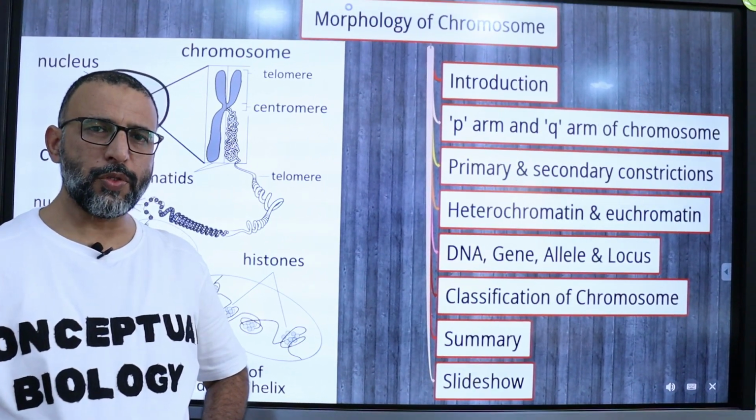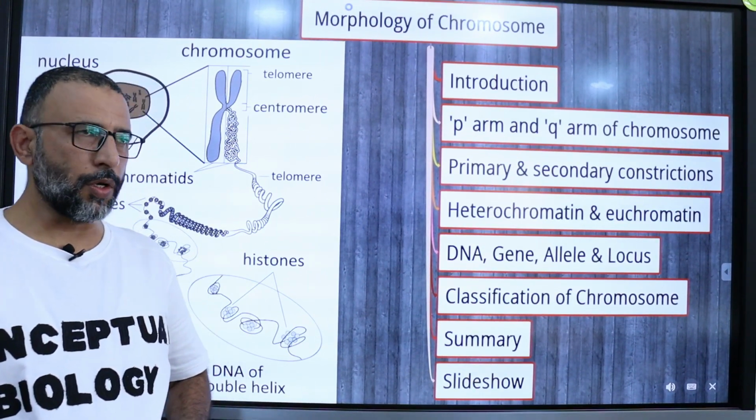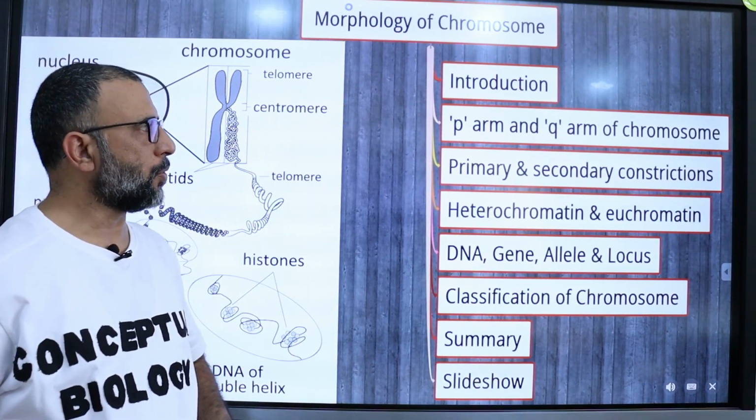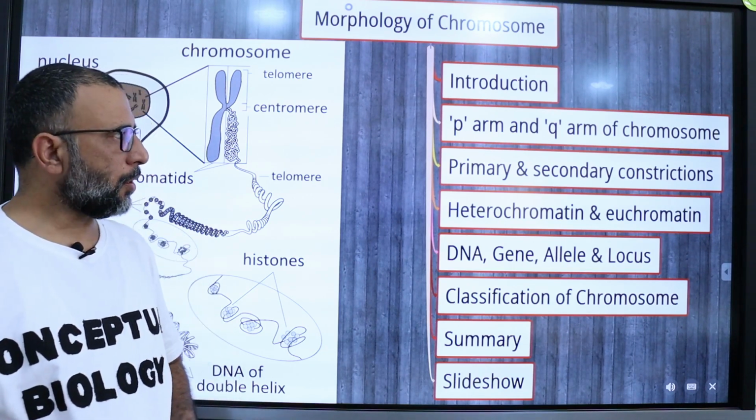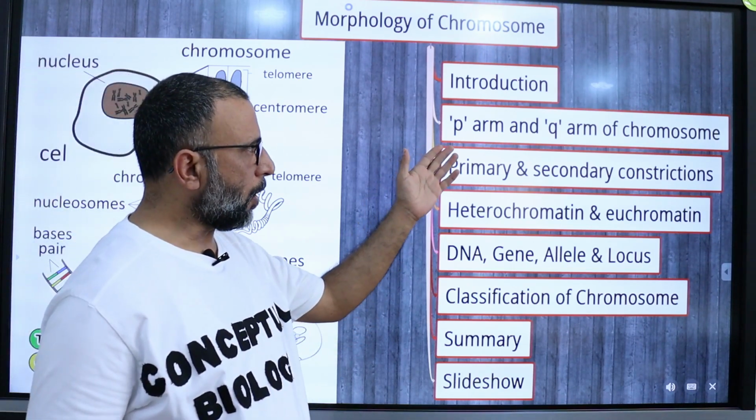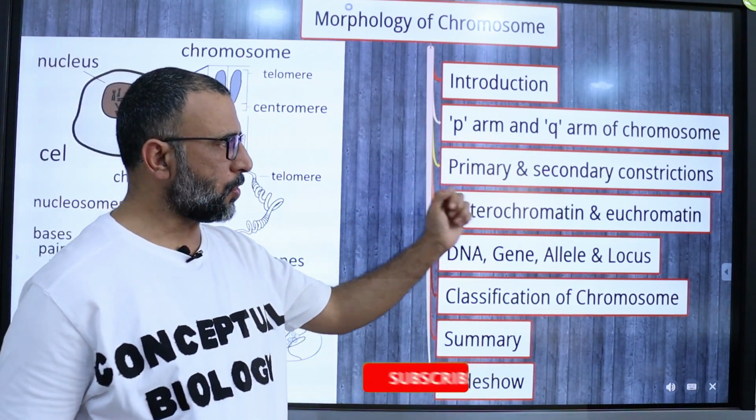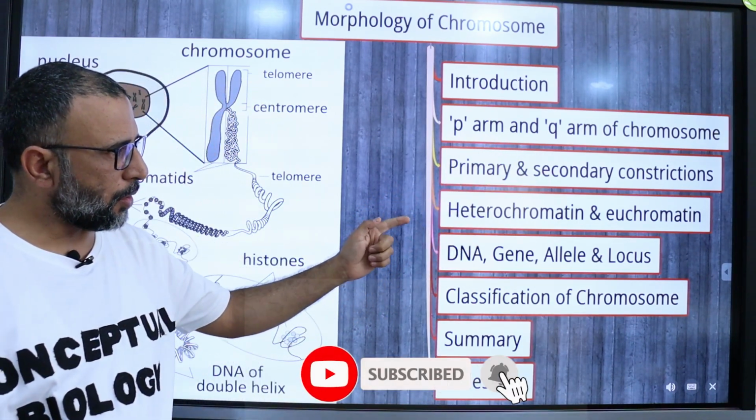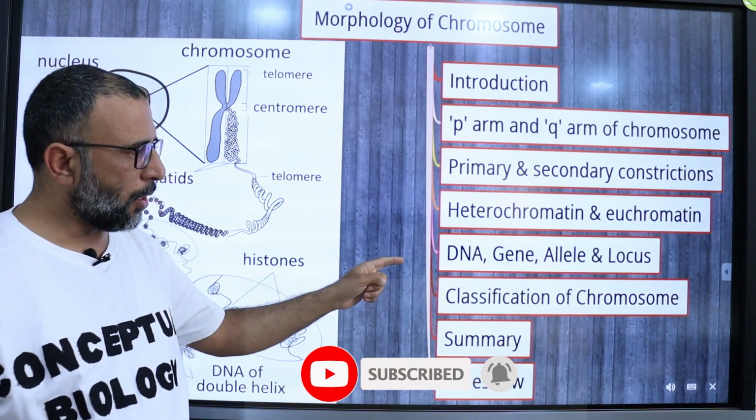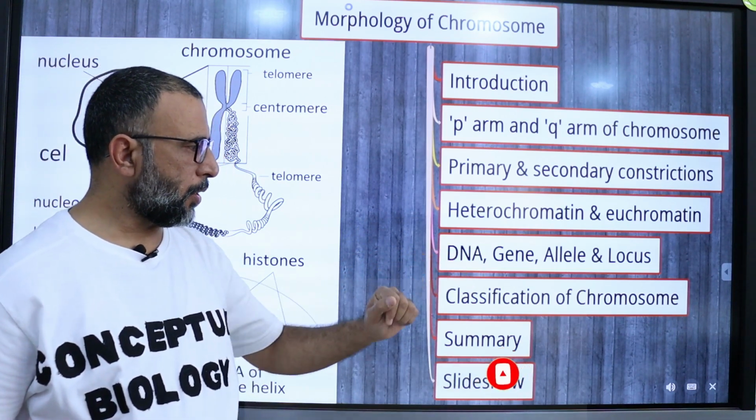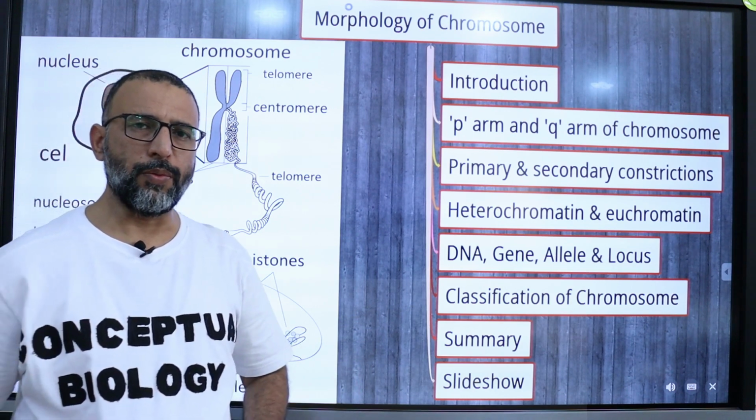Hi, my name is Sohail and today I am going to talk about morphology of chromosomes. In this lecture, I will focus on P arm and Q arm of chromosome, primary and secondary constrictions, heterochromatin and euchromatin, DNA, gene, allele, locus and classification of chromosomes.